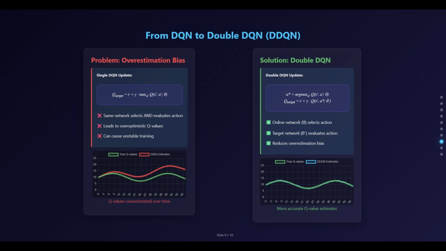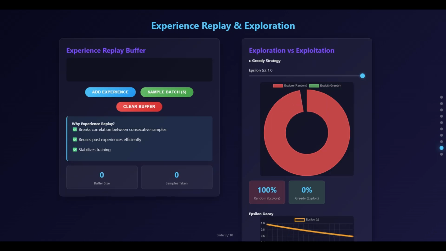Double DQN solves this with a clever trick. Use 2 networks. One picks the action. I think we should fire the left engine. And the other evaluates it. Actually, that's only worth 7 points, not 10. Look at the green chart. Much more accurate estimates. This simple change makes training way more stable.